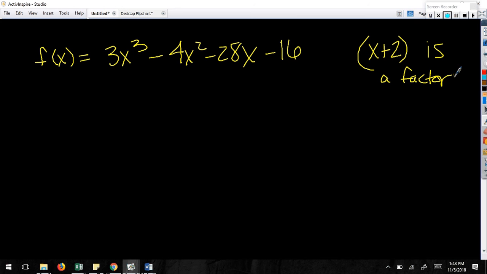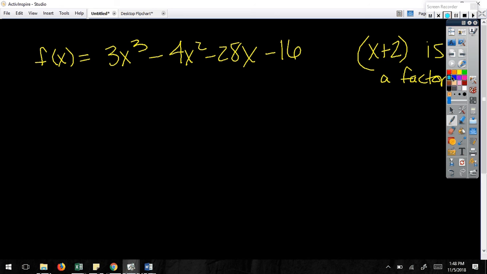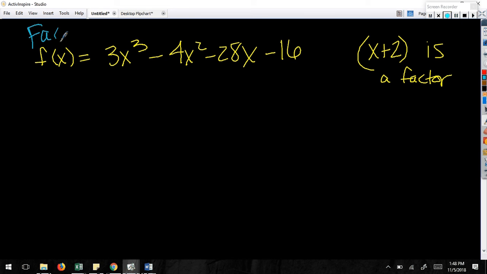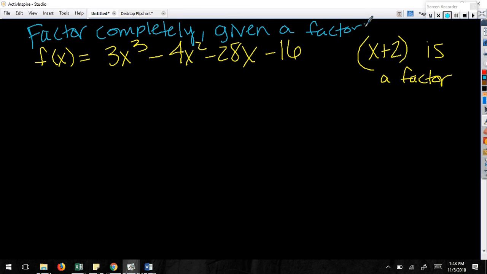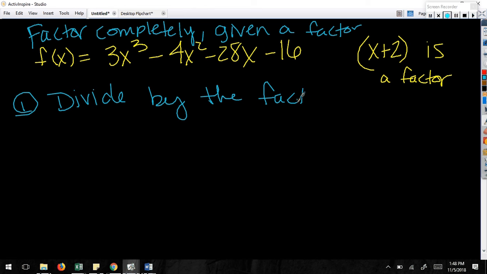So the direction for these are actually going to say factor completely, given a factor. My first step in these is going to be to divide by the factor, and that'll all be given. Everything in yellow will be given to you. Okay, y'all need a second to catch up with me before we do it.